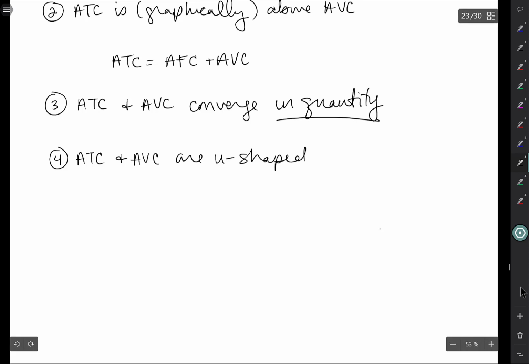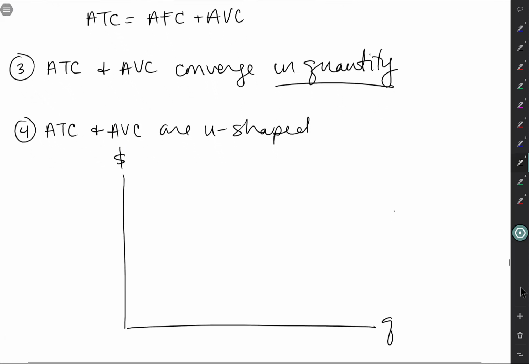All right, so the costs of production, chapter 13. Here we go. I'm going to zoom in on this. So first of all, ATC needs to be above AVC. We know that. They need to come closer as we produce more. They need to converge. And they need to be U-shaped.